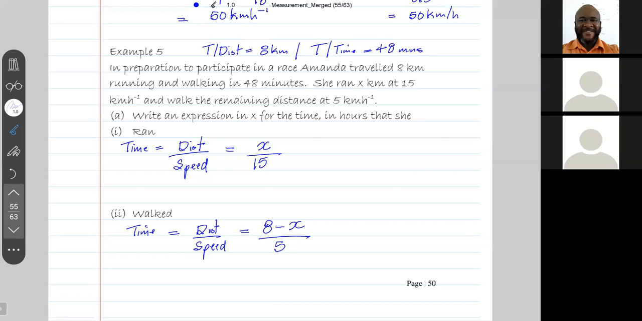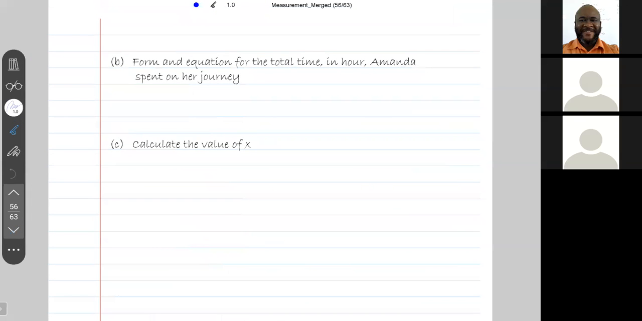All right. So then we're asked now to form an equation for the total time in hours. So the total time in hours would be x over 15. That's the time that she spent running. And 8 minus x over 5. That's the time she spent walking. And these two times would add up to 48 minutes. Divide by 60, because the time must be in hours.